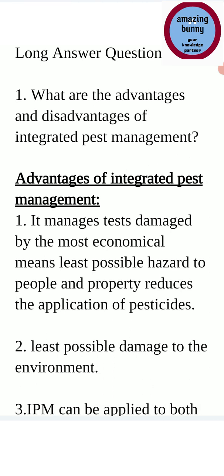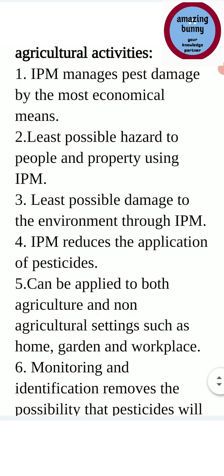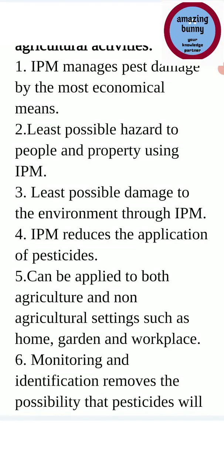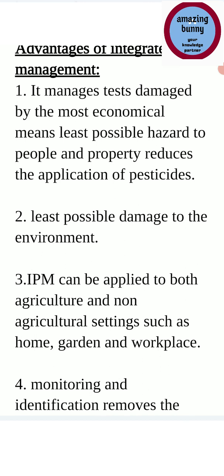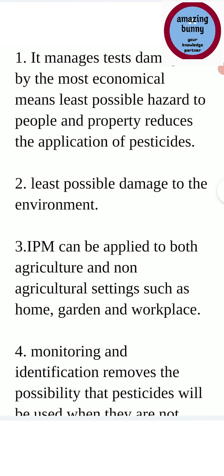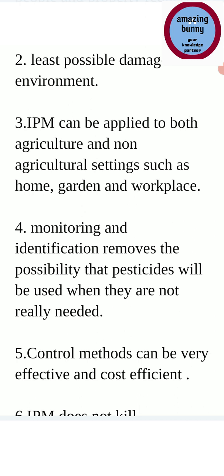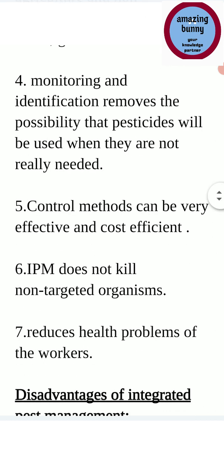What are the advantages and disadvantages of integrated pest management, IPM? Advantages are: IPM manages pest damage by the most economical means, and with the least possible hazard to people and property. Second advantage is least possible damage to the environment through IPM. Third advantage, IPM can be applied to both agricultural and non-agricultural settings such as home, garden and workplace.